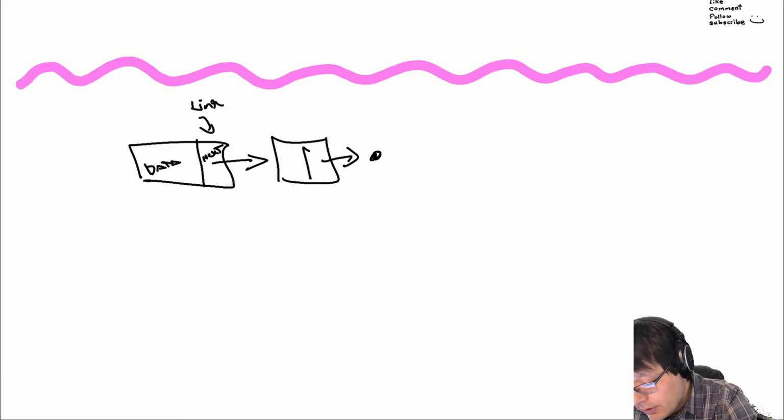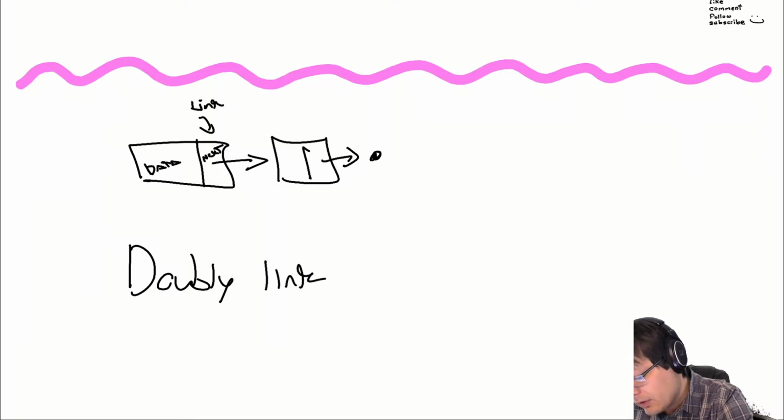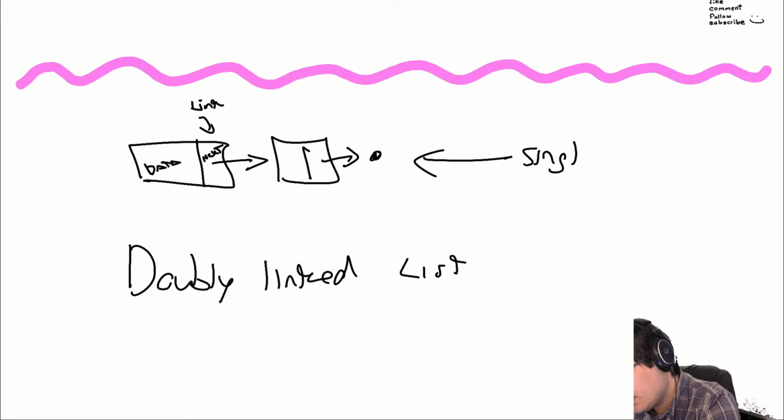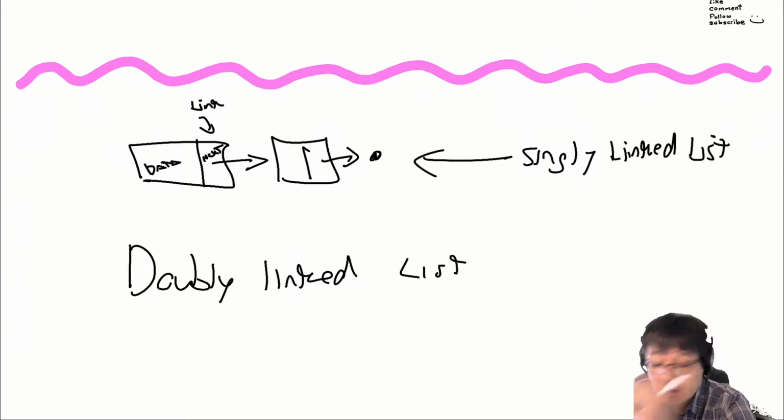And that is what is known as a doubly linked list. Okay? The ability to go forwards and backwards. Because this is a singly linked list. And the name implies that it's singly linked. So there's only one link between each of the nodes. Doubly linked list is going to be a double link.